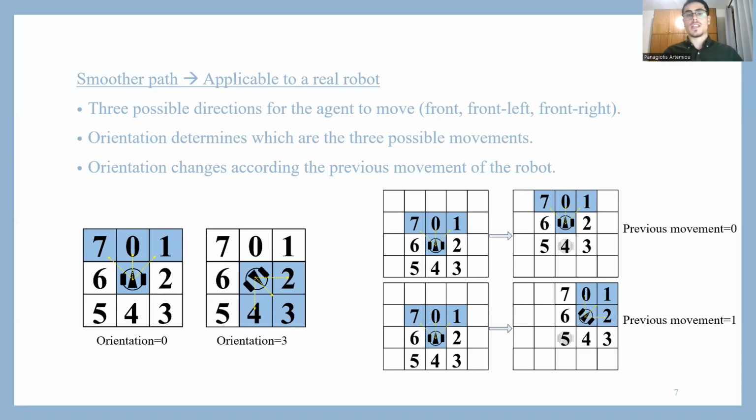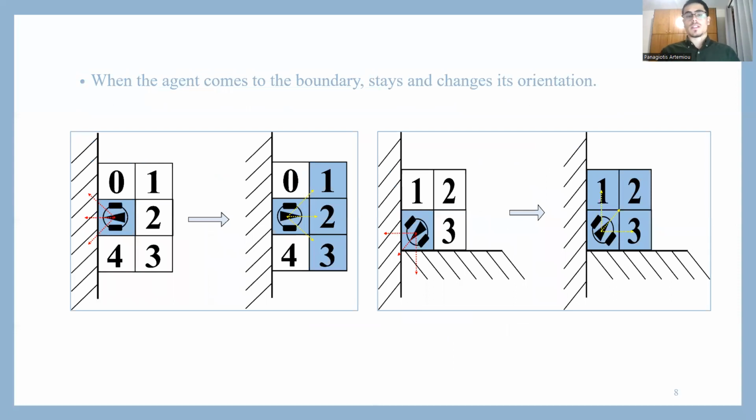The orientation itself changes according to the previous movement of the robot. If the previous movement of the robot was 0, the orientation remains 0. But if the previous movement of the robot is, for example, 1, the orientation changes accordingly. Also, the algorithm is such that in each iteration, the robot is prompted to make a move. If the movement is not allowed, for example, if the robot is prompted to cross a boundary of the given area, the robot stays at the same place and changes its orientation. This technique is similar to mirror mapping.